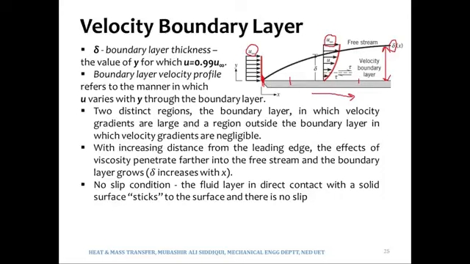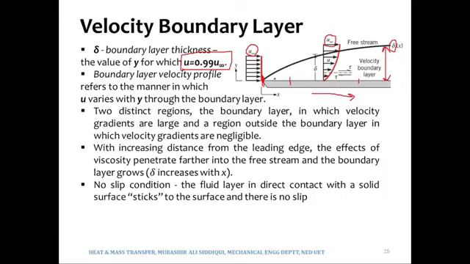This is an important discussion. It is not difficult at all, but you must know that the thickness of the boundary layer is the value of y, right? Because the boundary layer is growing in the y direction, for which the velocity is approximately 99% of u infinity. So what is after 99% of u infinity? 100% of u infinity means u infinity.